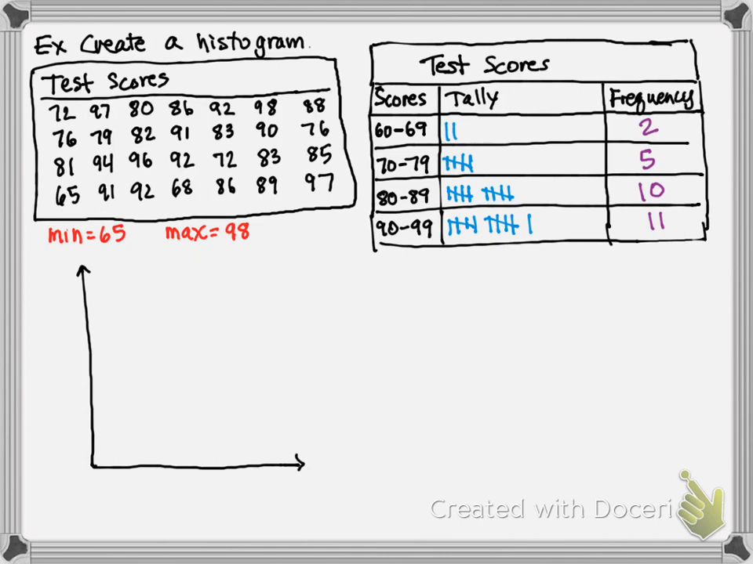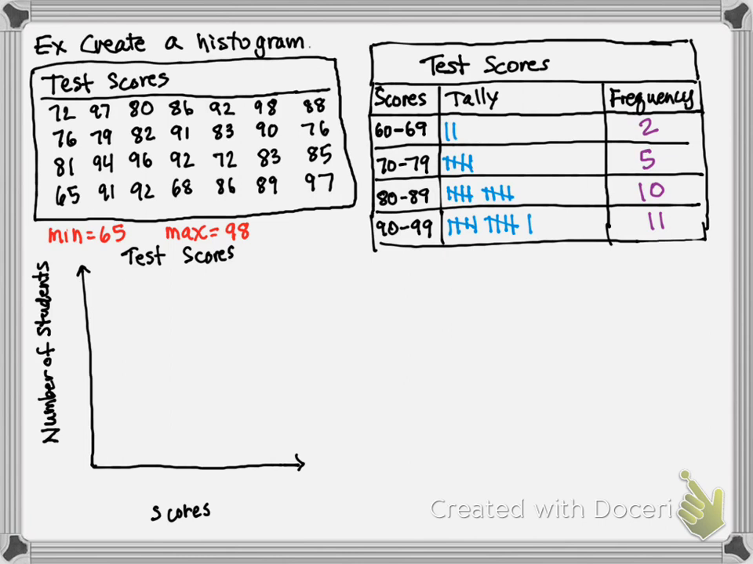So we're going to call this test scores, just like our table was called, test scores. We're going to say number of students. So how many students were in these intervals. You might say number of scores. You could say that too. The scores are going to be here. And then we're going to break into our groups.